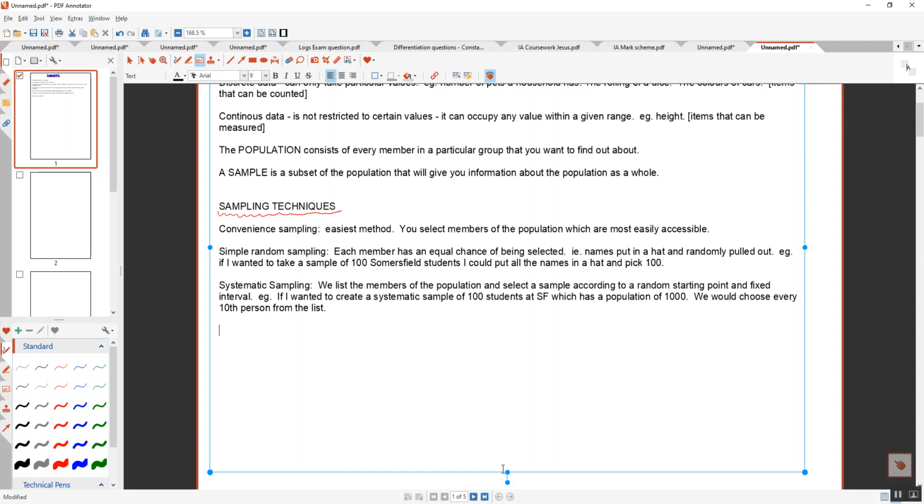All right. Next one. Done. Okay, stratified sampling. Okay, this involves dividing the population up into smaller groups known as strata.